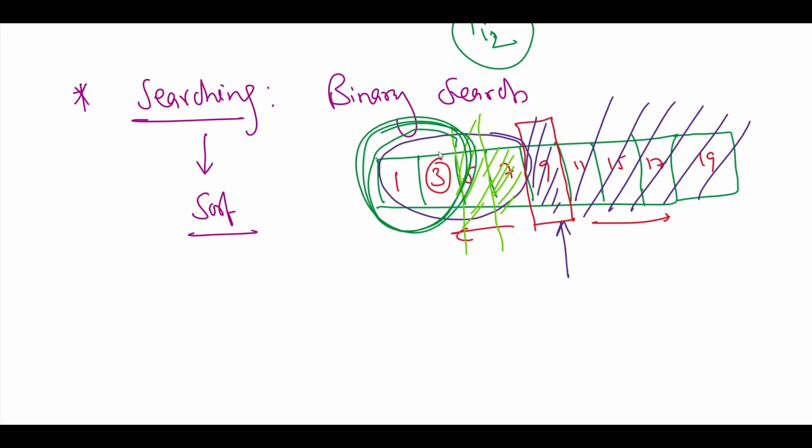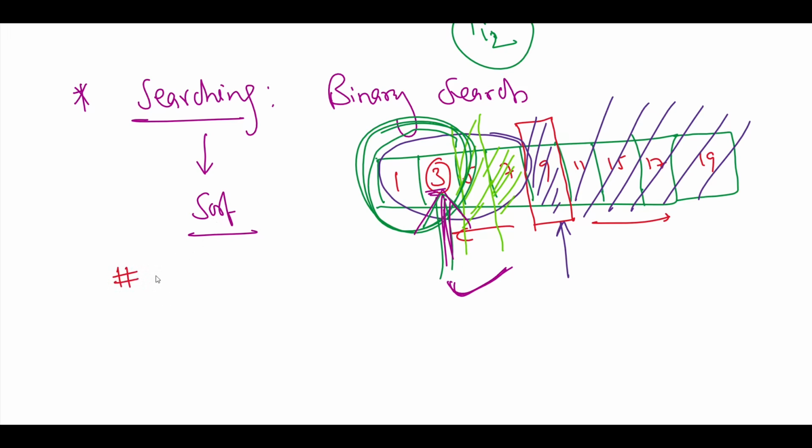Again we divide this array and we come to this point, and now as we are here we see that the value we are looking for is this one. So we have found the value, right? That's how binary search works. So let's see how we can implement it in STL.